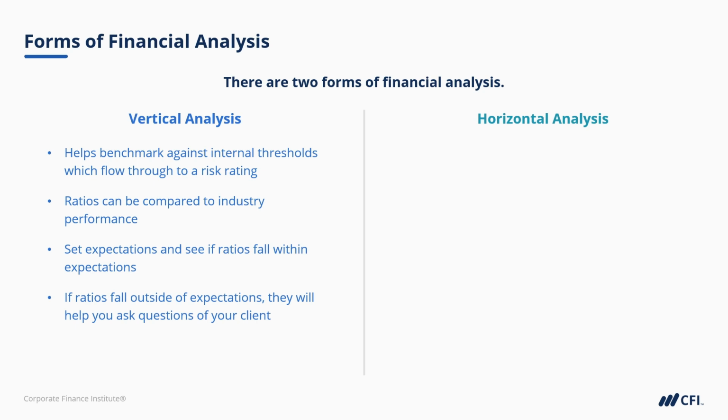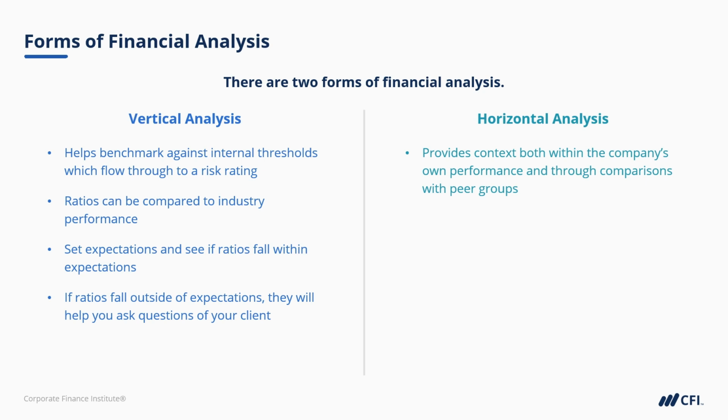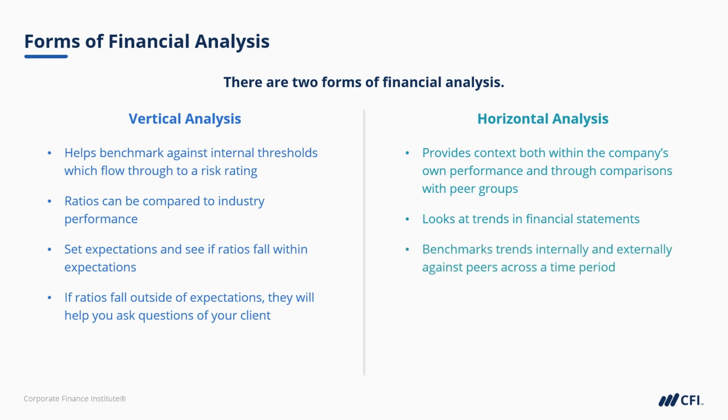Horizontal analysis is where the majority of analysis is done, by providing context both within the company performance itself, as well as through further comparisons with its peer group in the industry. Horizontal analysis looks at trends in headline figures in the financial statements over time. It benchmarks trends internally across years, and it benchmarks a company externally against its industry peers for that same time horizon.